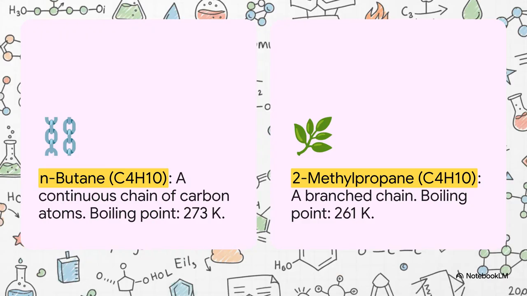And here's a perfect example for you. Look at these two. On the left, you have n-butane, which is just a straight chain. And on the right, you have isobutane, which is branched. Now look, both of them have the exact same formula, C4H10. But because their structures are different, their boiling points are different. The branched one is more compact, more spherical, so its boiling point is lower. Isn't that amazing? Just by changing the arrangement, you change everything.